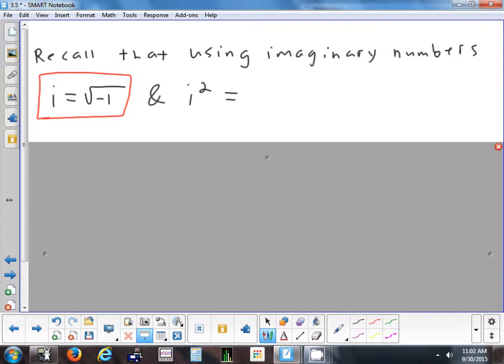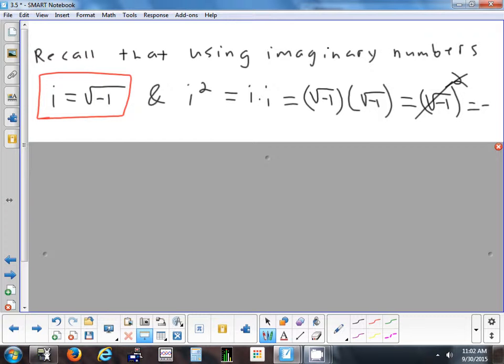Like i squared. i squared would be i times i. Or we could write it as the square root of -1 times the square root of -1. What is that? Yeah, it's -1. Think of it as the square root of -1 squared. It's one way to think about it. So you take i and you square it, you get -1.